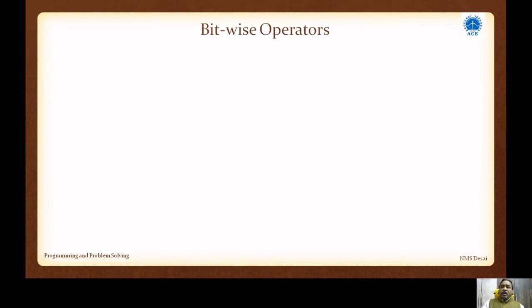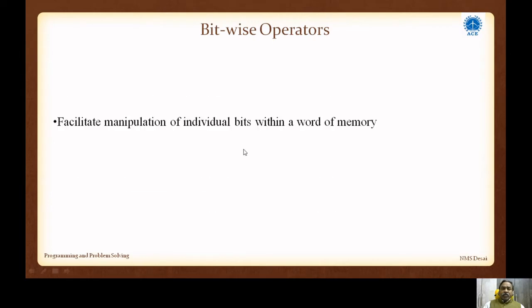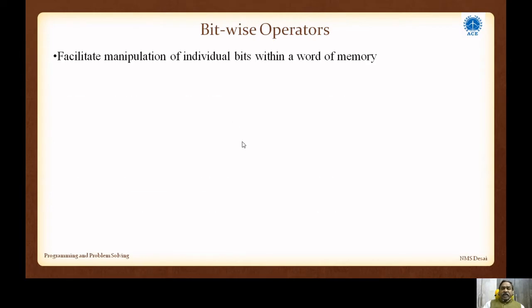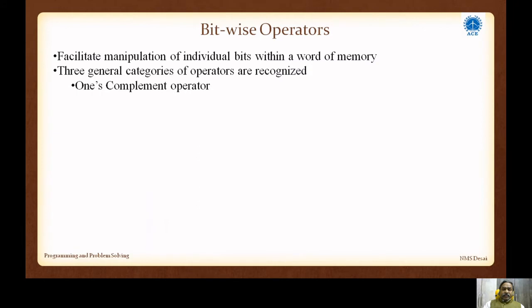It is predominantly used in low level programming because the programmer is coming down to the level of the machine and operating at the bit level, right? Now, they facilitate manipulation of individual bits within a word of memory. There are three general categories of operators defined in C. First one is the one's complement operator.